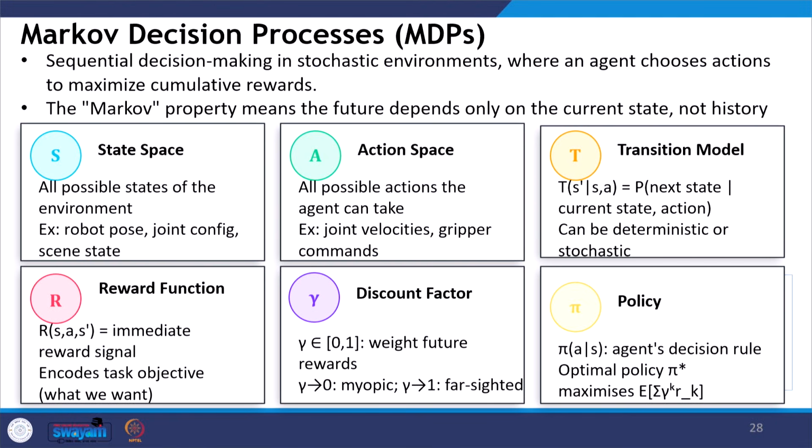Next is the Markov decision process. So, sequential decision making in stochastic environment, okay, where an agent chooses action to maximize the cumulative reward. So, this is what Markov decision process is. Okay. So, the Markov property means the future depends only on the current state, not on history. Okay. And these are the important aspects in Markov decision process, that is the state space, action space, transition model, reward function, discount factor, and the policy.